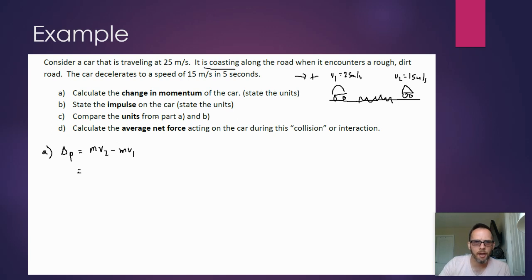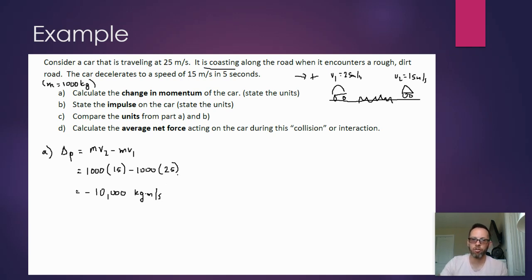Oh, you know what? I don't think I mentioned, we have to assume a mass for the car. So let's just make it a 1,000 kilogram car. So 1,000 times 15 minus 1,000 times 25. That's going to be 15,000 minus 25,000. That's going to be minus 10,000. So the change in momentum is minus 10,000 kilogram meters per second.